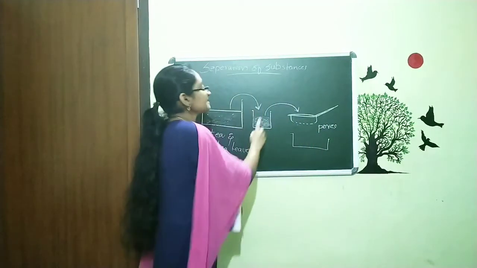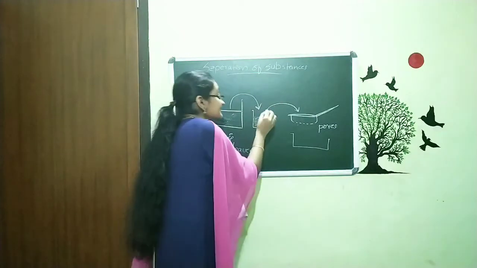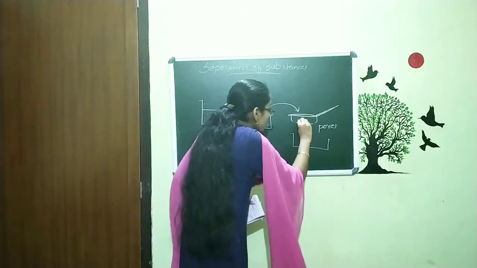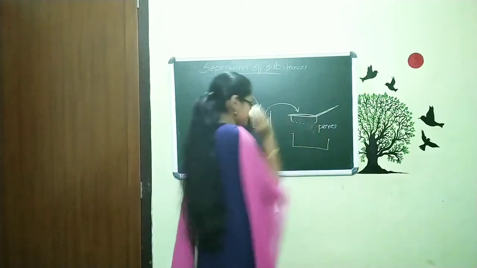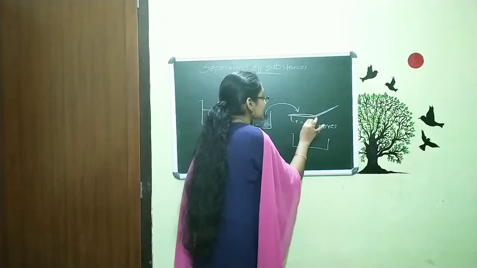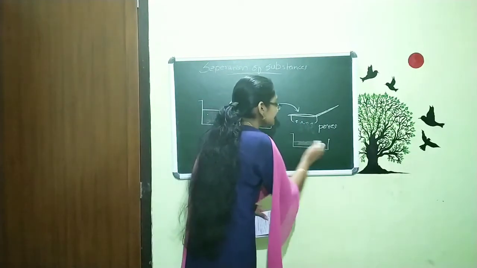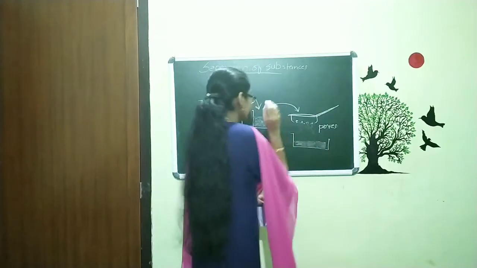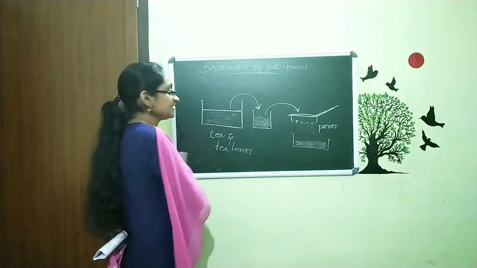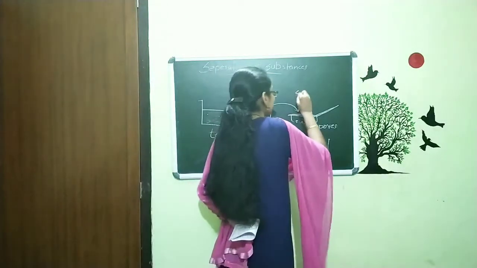So when we pour this tea onto the strainer, what happens? The tea will come out through these holes. Now you can see that the tea leaves are collected on this strainer. So now we can say that this tea is completely separated from the tea leaves. Here we used the thing called a strainer.